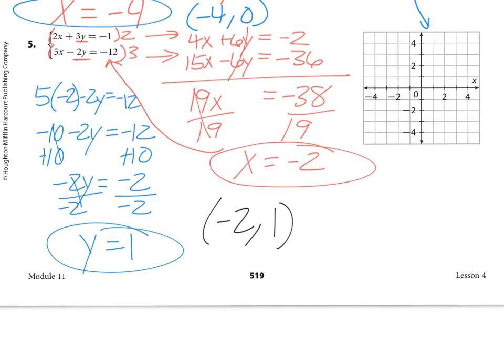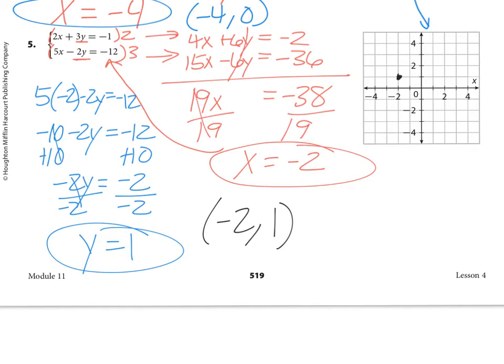Now, graphically, that means it should intersect at the point negative 2, 1. So I'm going to mark that here. Now what I'm going to do is try and graph the two lines and see what happens. So let's take the first equation. If I get rid of my x here, divide by 3, I get a negative 1/3. Well, that's not very convenient. That doesn't help me very much. So graphing and checking is sometimes more difficult than it's worth.